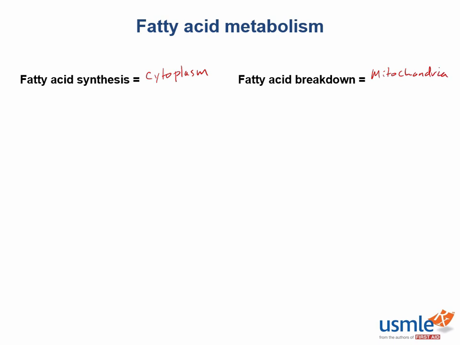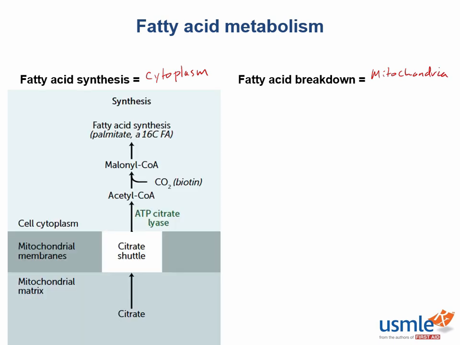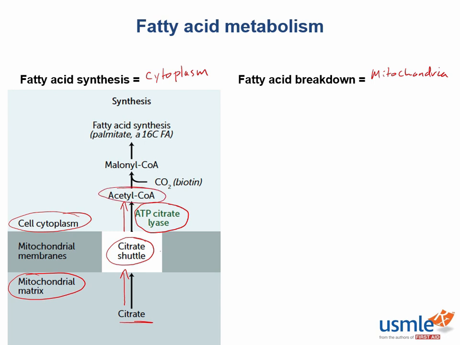Now we're going to start this pathway with fatty acid synthesis, or how fatty acids are made. And as you can see here, citrate is the substrate or the building block of fatty acid synthesis. Now the first step in fatty acid synthesis is to transport this citrate from the mitochondrial matrix into the cytoplasm via the citrate shuttle. Now during this process, citrate is acted on by ATP citrate lyase, as you can see here, and acetyl-CoA is produced. Also during this process, NADPH is created.